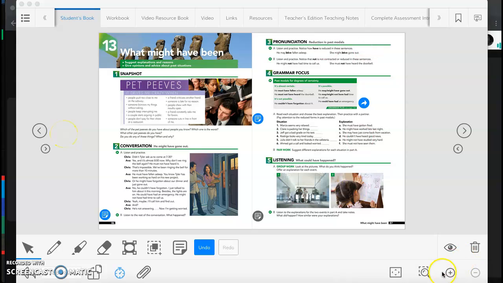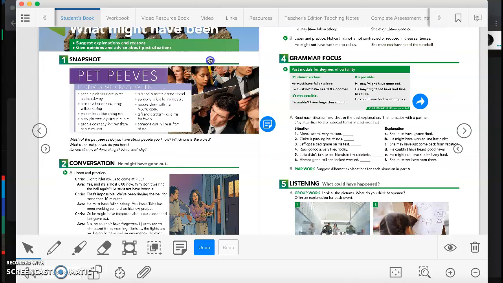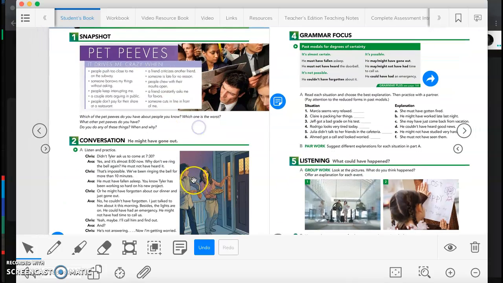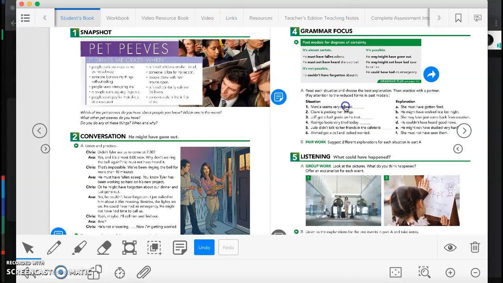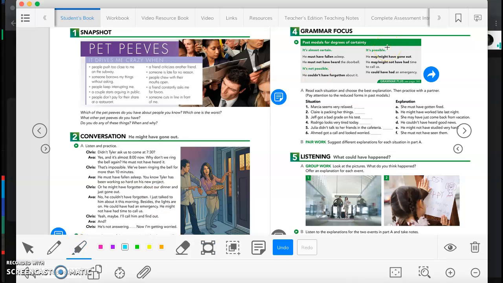Okay, guys. So as I was saying here in this conversation, these people arrived at a place where they were invited, and then the person was not there when they arrived. So basically, they started assuming things about what happened to the person. And this is exactly what we are seeing in the grammar focus for today. We are seeing the past modals for degrees of certainty. And here we are basically assuming or giving ideas on what might have happened.